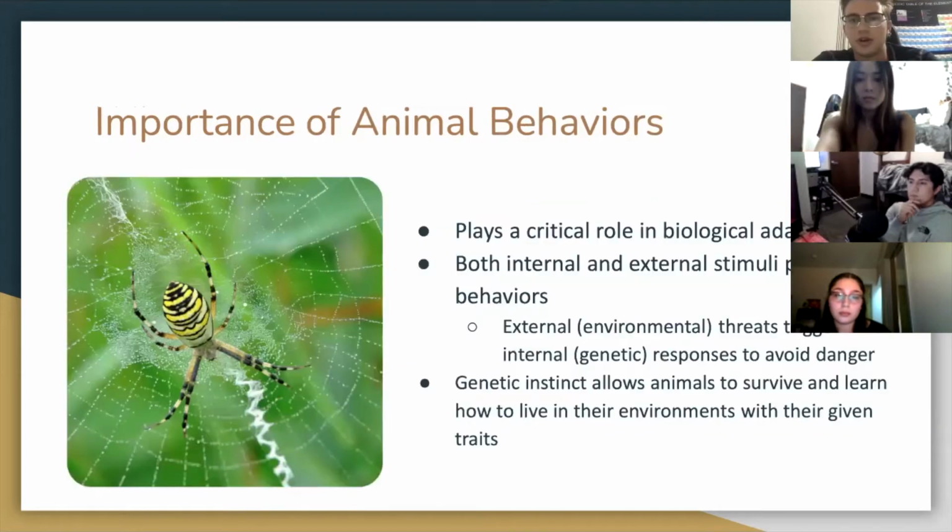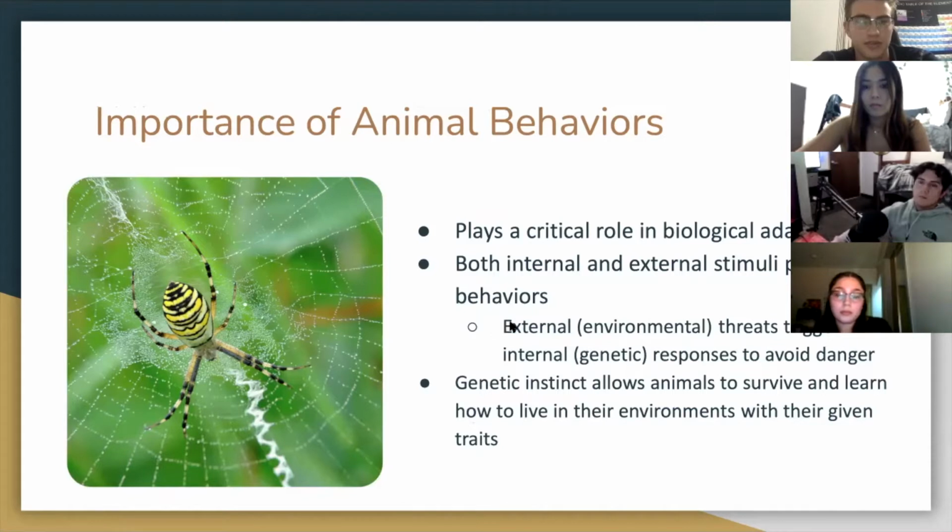So the importance of animal behaviors. These play a critical role in biological adaptations. There are also internal and external stimuli that prompt these behaviors. An example would be an external environmental threat that could trigger a genetic response that the animal would do to avoid danger. And then genetic instinct allows animals to survive and learn how to live in their environments with the given traits that they have.